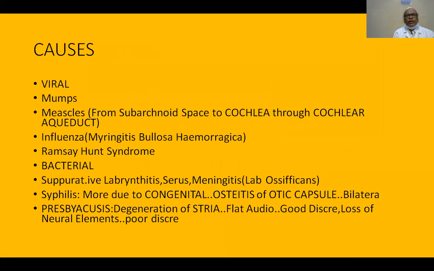Now, how does sensorineural deafness result? The causes are viral infections. First and foremost is mumps. Mumps is a viral infection affecting predominantly the salivary glands. Apart from salivary glands, it will also involve the male and female genitalia. That is why mumps-affected individuals may have orchitis, and subsequently they may have azoospermia and infertility.